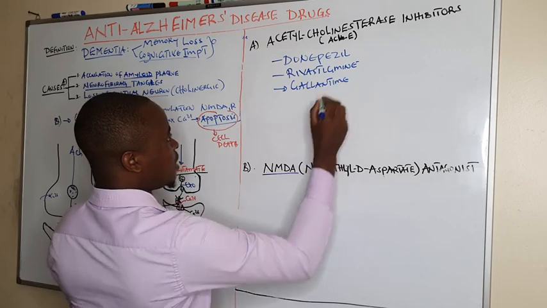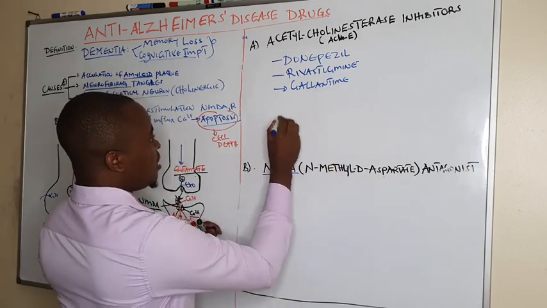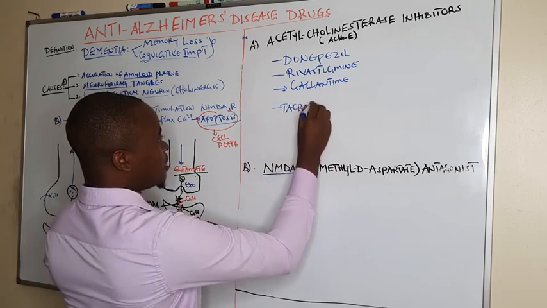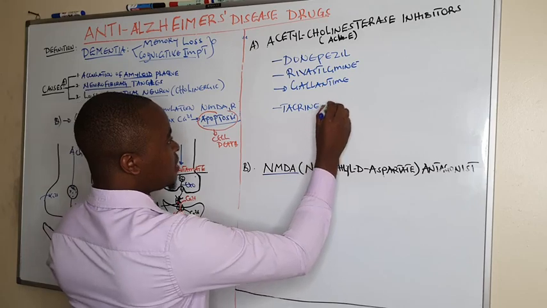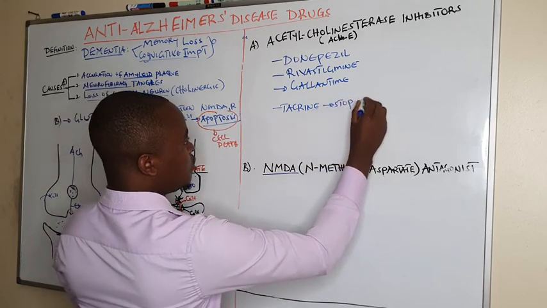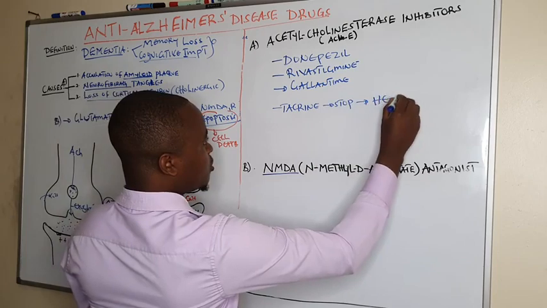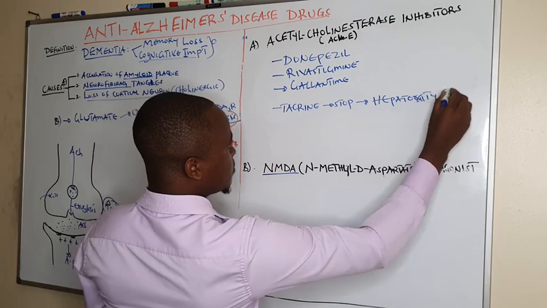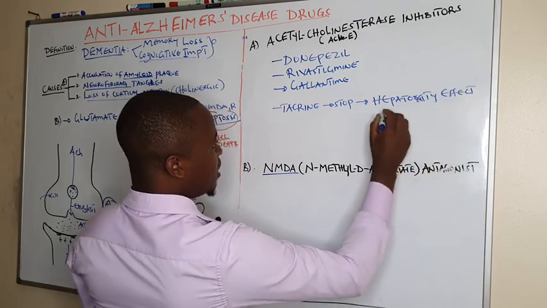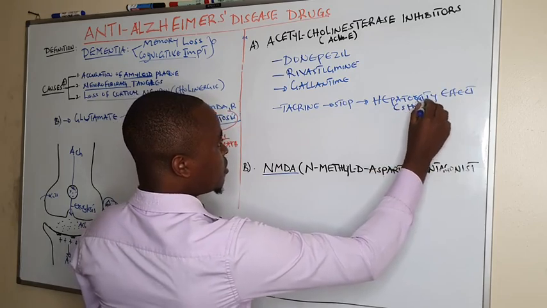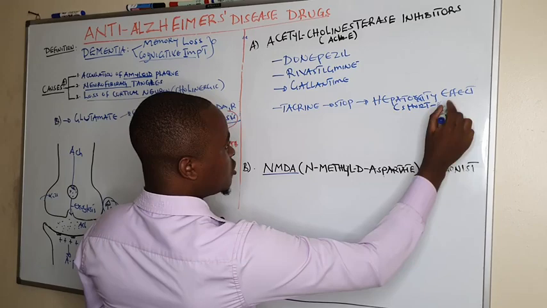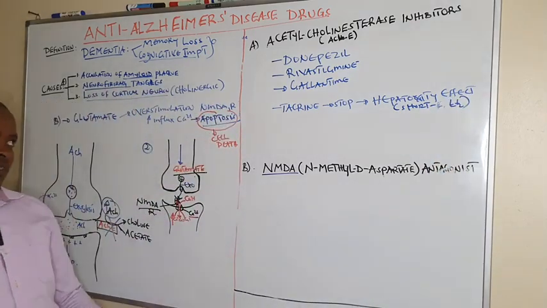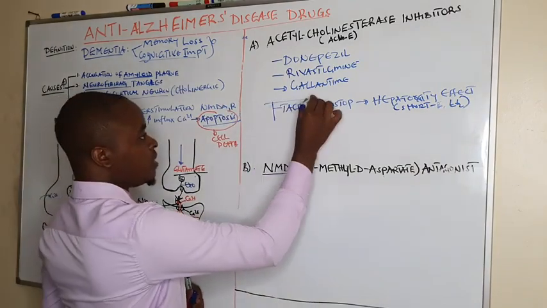These are the drugs of choice. Then we had another drug known as tacrine. It also has the ability to cross the CNS, but it was stopped due to its hepatotoxic effect on the liver and its short half-life. It had a short half-life, meaning in a day you need to give it like 4 times. So that's why tacrine was mostly stopped.